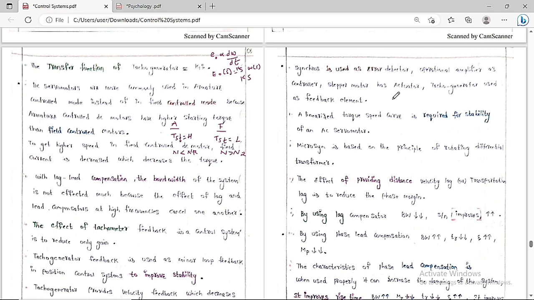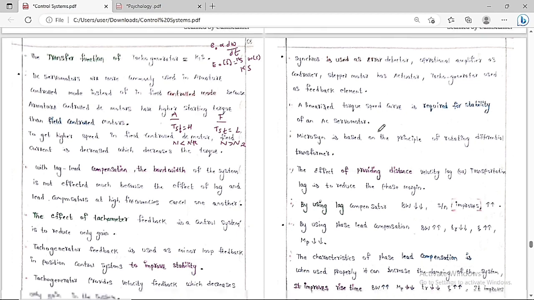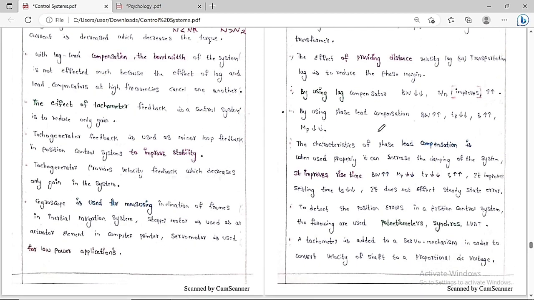So finally I can say the effect of providing distance velocity lag or transportation lag is to reduce the phase margin. The next point is by using a lag compensator.